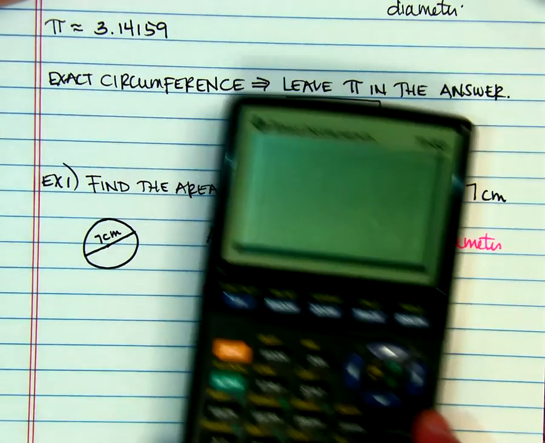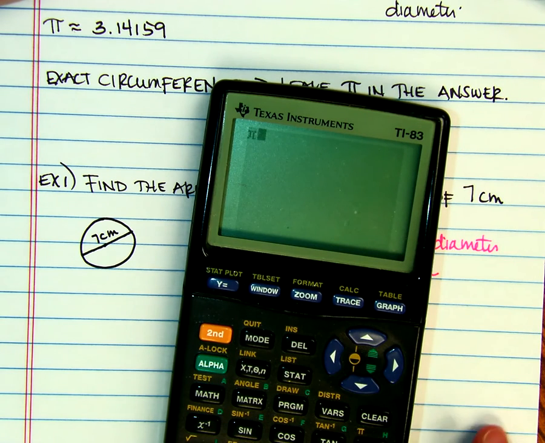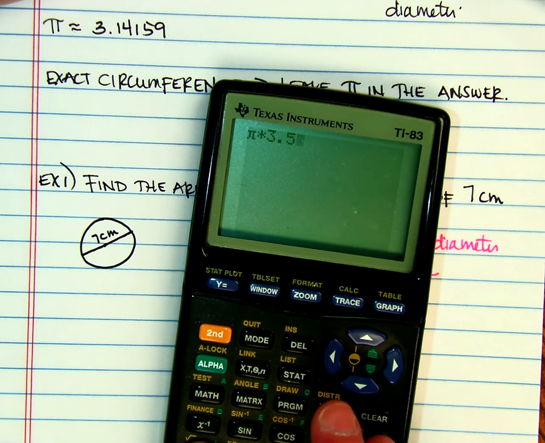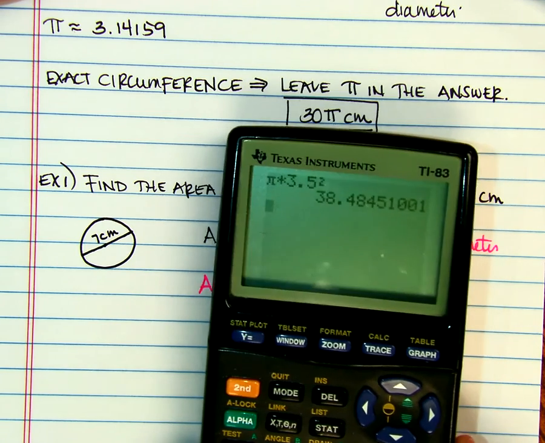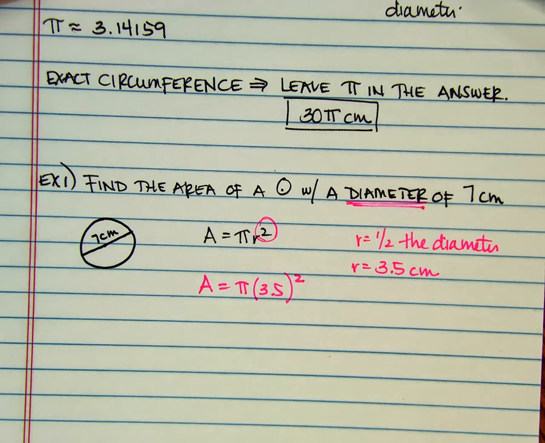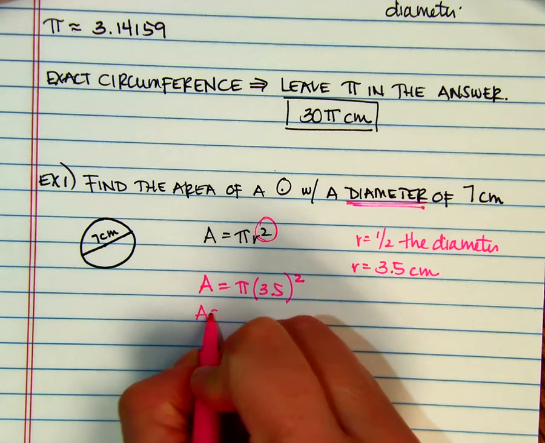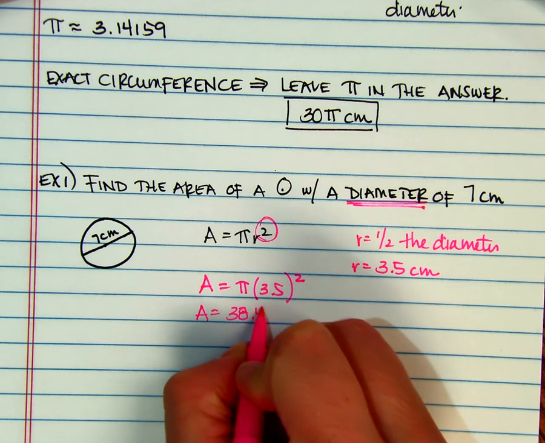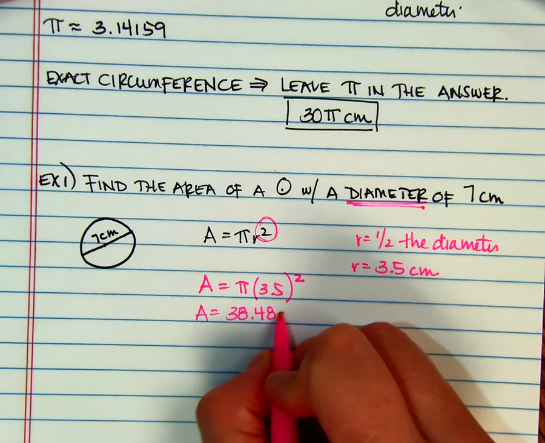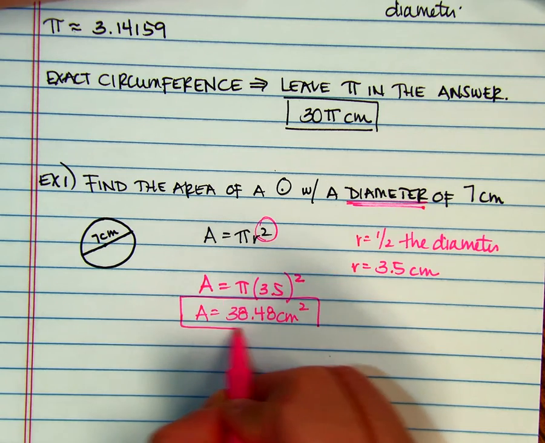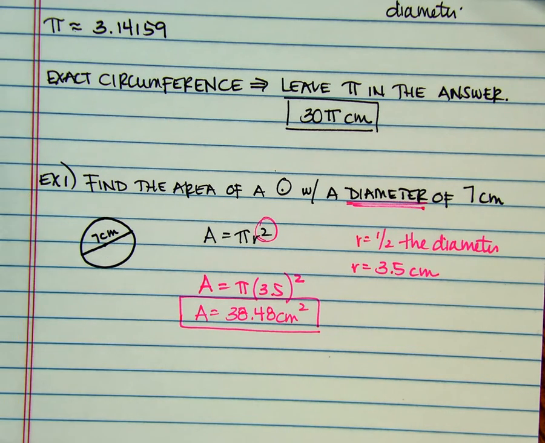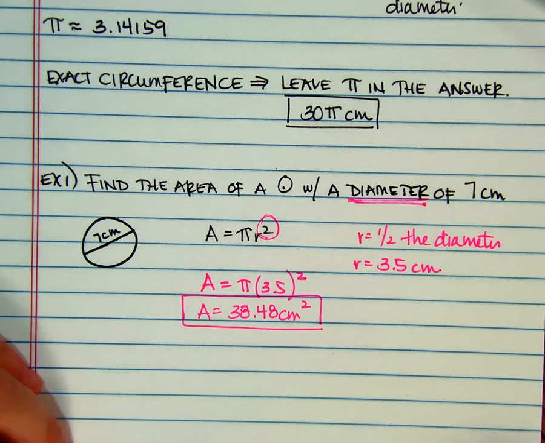So on my calculator, I would find my pi button. So pi times 3.5 squared, and it comes out to 38.48. And because it's area, it is units squared. So just follow the directions when it says to round to the nearest tenth or to the nearest hundredth.